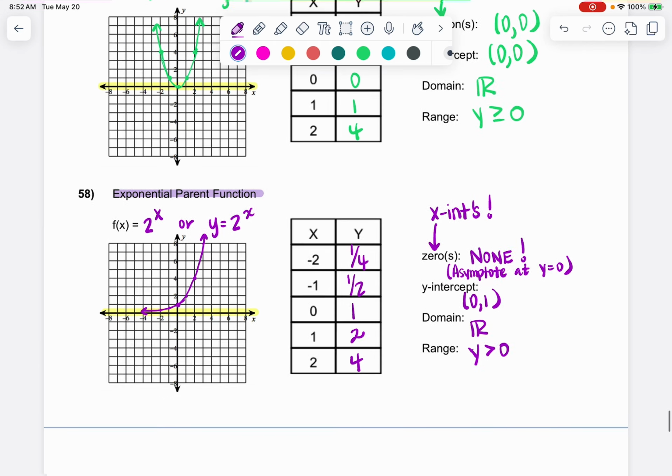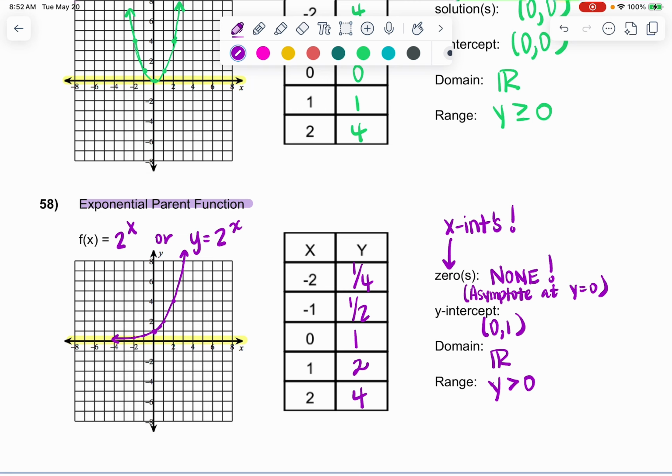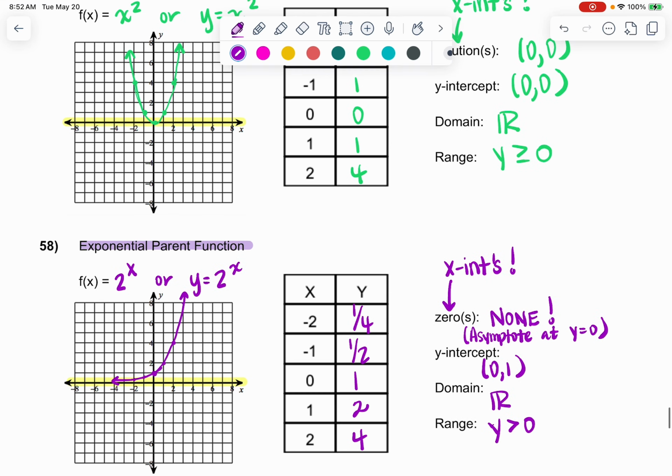All right, please make sure you know those parent functions, right? They're going to pop up on your final exam a few times. Okay, so make sure you know your equations.